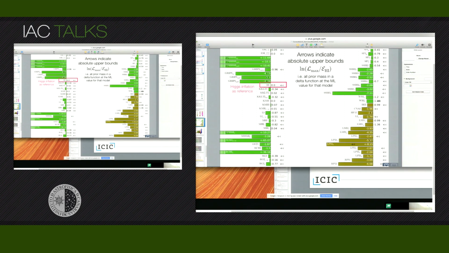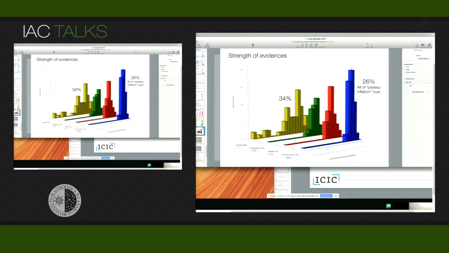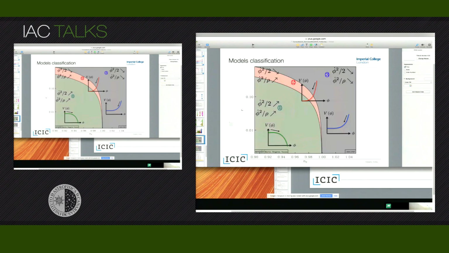So here is an example where we have classified those models by the kind of evidence that they have. You can see that 26% of the models that are still viable in terms of Bayesian model comparison are all of plateau inflation type. And this tells you something of the kind of inflationary potential that you're looking at and the class of models that the data prefer. And so then you can go on and look at the kind of models in this inflationary parameter space. I won't do it because of time. So this is a principled model comparison applied to cosmological model selection.